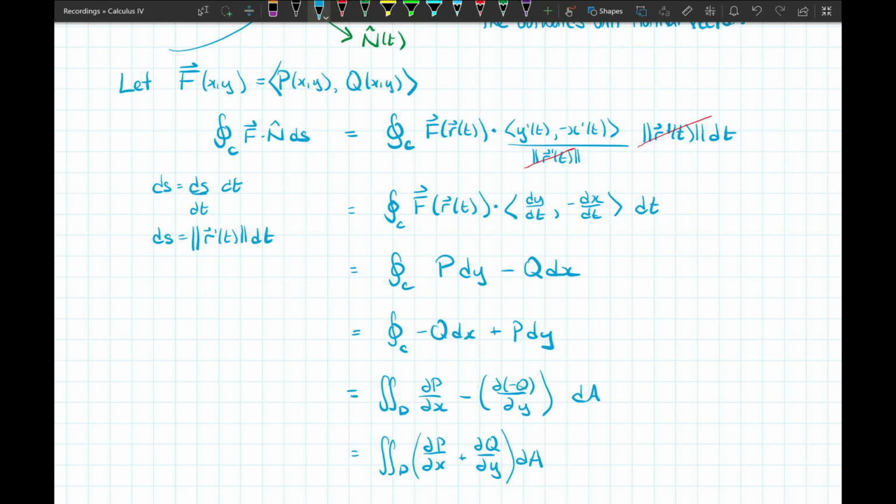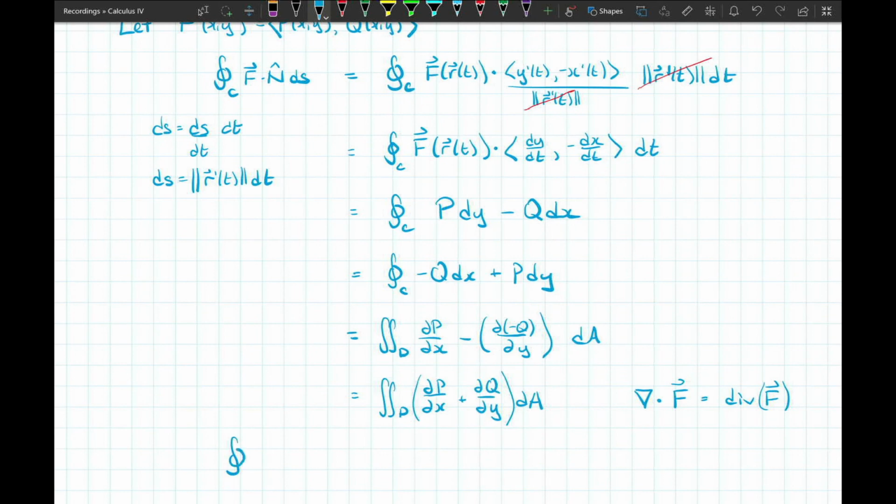Okay, that doesn't seem like much of a result unless you happen to remember that this is exactly equal to the vector differential operator, or nabla, dot F, which is the divergence of that vector field. As a result, if we are looking for the total flow out of this region, our line integral of F dot unit normal vector is equivalent to adding up all of the divergence of our vector field over the entire region.